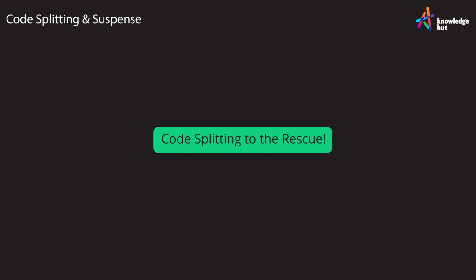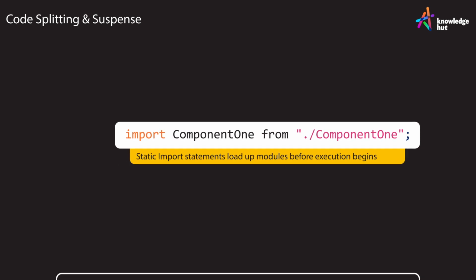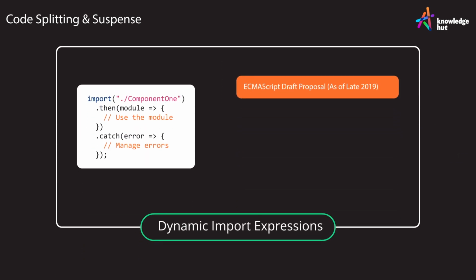they're needed. We normally use a static import statement to bring our components and code in. However, this tends to load everything before the execution begins. A draft ECMAScript proposal called dynamic import aims to solve this problem. Instead of the import statement, we can use the dynamic import expression whenever we want to load code from a file. This returns a promise which resolves with the code.